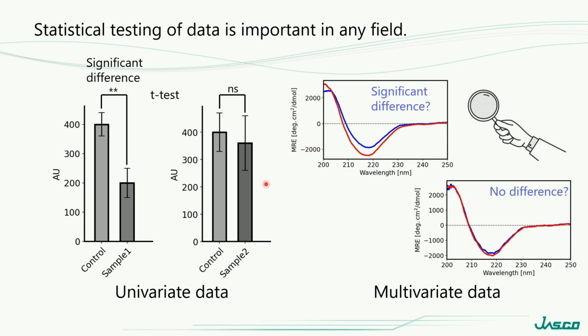For invariant data, such as this bar chart, the objective and statistical evaluation are easy. Researchers have widely introduced the judgment based on the t-test. If we would like to apply this statistical testing for spectrum, it is not easy because spectrum is composed of multiple data. So in response to the demand from the biopharmaceutical industry, we developed the qHOS.